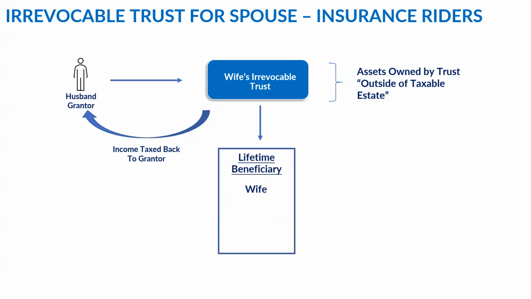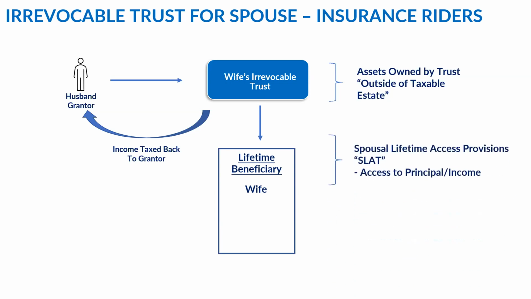Now, if we look at that trust, we're going to create a lifetime beneficiary if we're doing this for spouses. And we can add the spousal lifetime access provision. What does the wife in this case have access to? All of the income and principal inside of that trust. So those assets can be used for the wife's benefit during the husband's lifetime. As long as the wife is alive, she's going to have access to this as much or as little as the trust provisions allow. So we can restrict that or expand it out to be fully flexible.